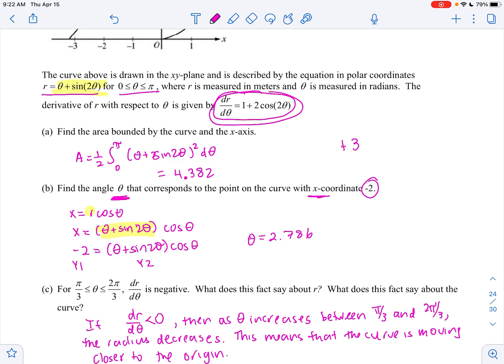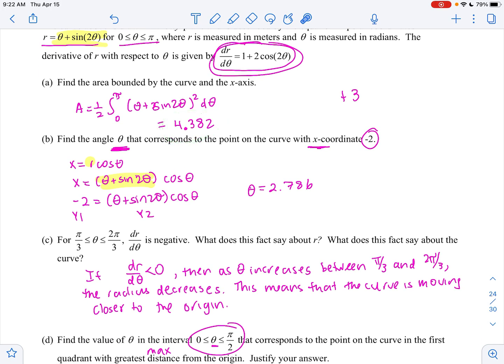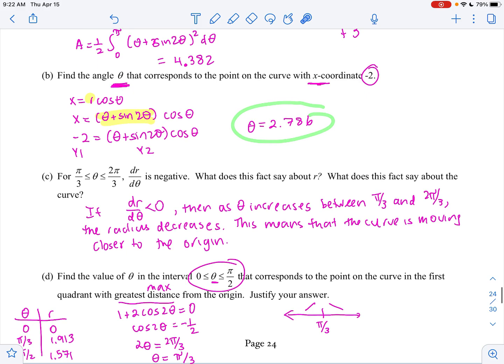Now the point breakdown: the previous part was plus 3 points. For limits and constant was 1. So the limits of integration and the constant value counted for 1 point. The integrand counted for 2 points, and then the answer counted for the third point. For this one, plus 1 for the equation. So if you guys had this equation set up, that's correct, 1 point, and then another point for the answer for theta.